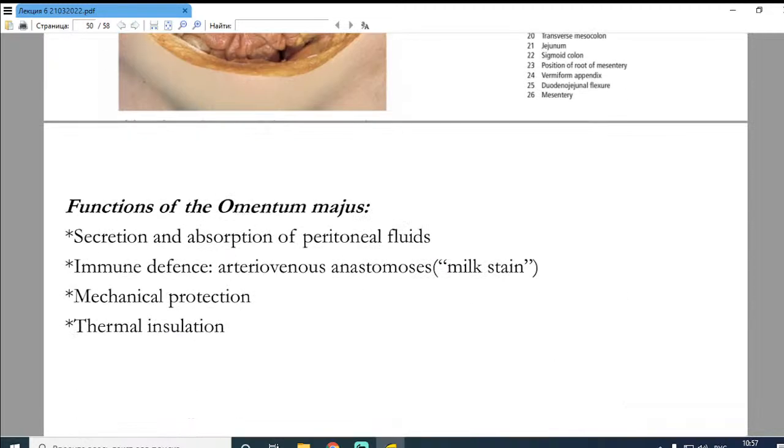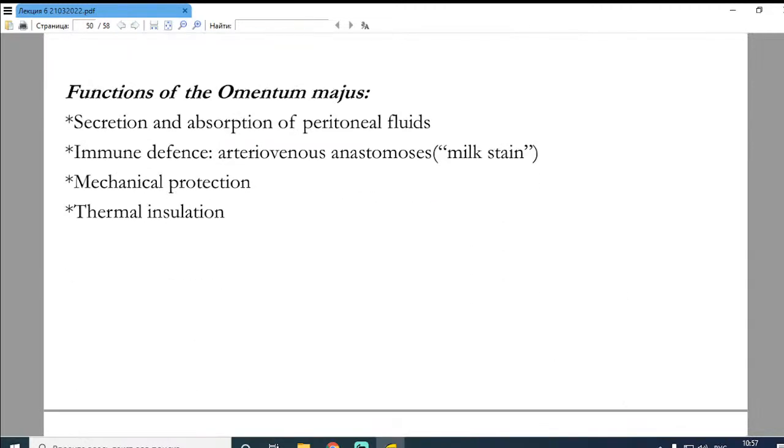Function of the omentum majus: secretion and absorption of peritoneal fluids, indifference, arteriovenous anastomosis, mechanical protection, thermal insulation.